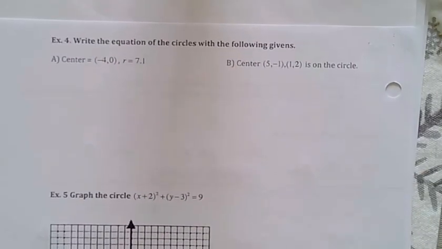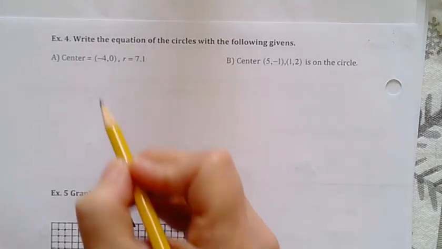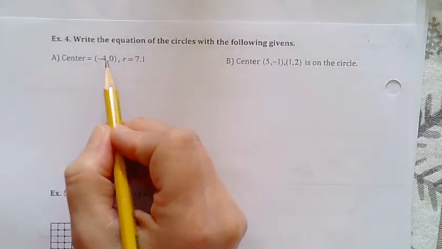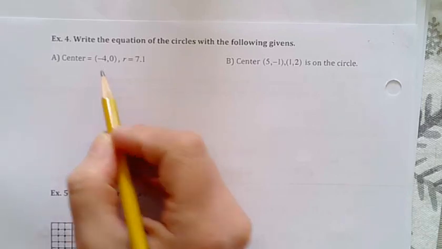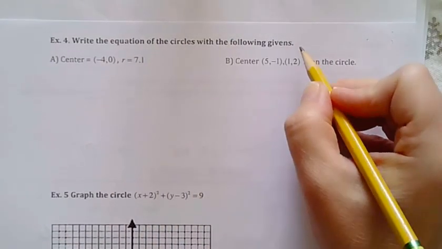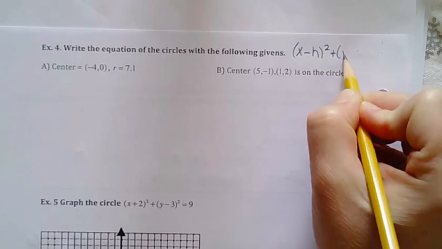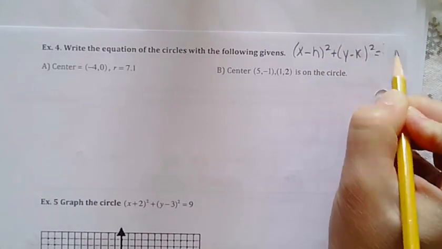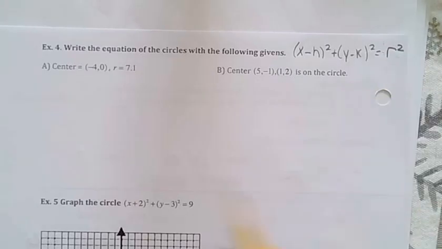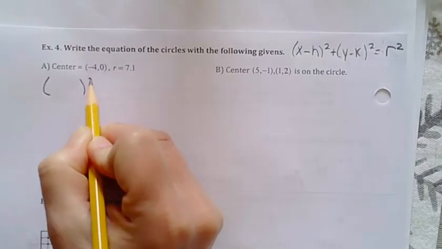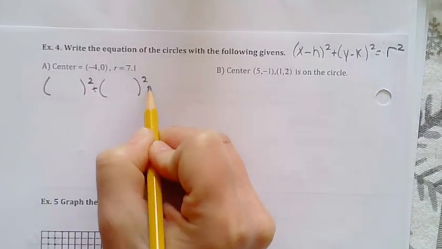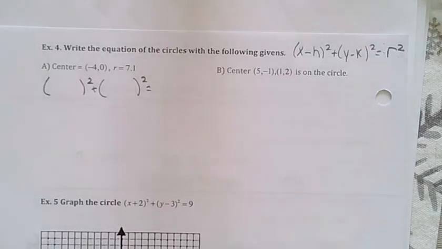Okay. The other side. So now we're going to write the equations given the following. So now we're going backwards. Now we're going to write the equation. Hopefully we remember what the equation is: (x - h) squared plus (y - k) squared is equal to r squared. So we kind of can set ourselves up here. That's what it's going to look like.